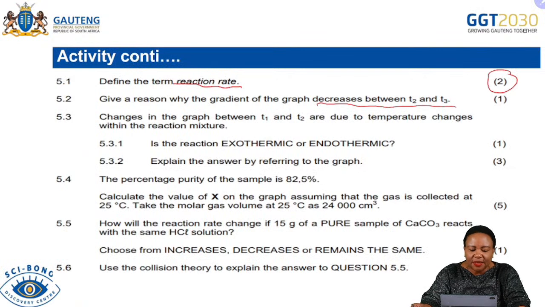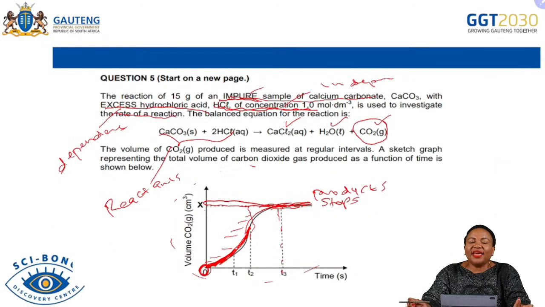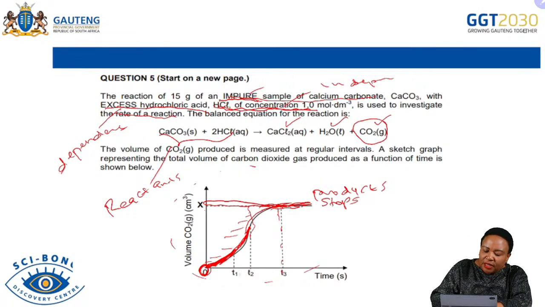The next question says, changes in the graph between T1 and T2 are due to the temperature changes within the reaction mixture. Is this reaction exothermic or endothermic? I think I have said before we start this topic, we need to remind ourselves what is an endothermic reaction and what is an exothermic reaction. So when you look at the graph between T1 and T2, they are saying now there is a change in temperature between this graph. So what happened between T1 and T2?